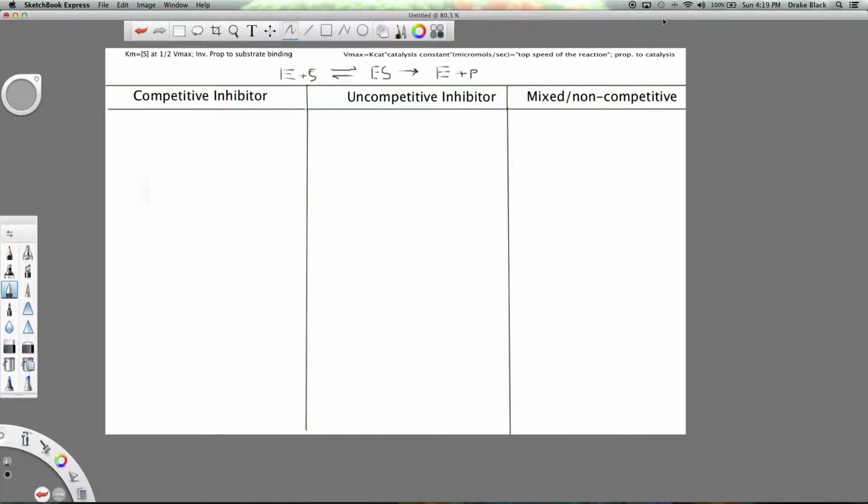Well, there's really 3 different types of protein or enzyme inhibition. There's competitive inhibition, uncompetitive, and mixed or non-competitive inhibition. The best way to really grasp this or put it in equational form is to use this equation. So right here we have the enzyme, E plus S is when the substrate binds to the enzyme.